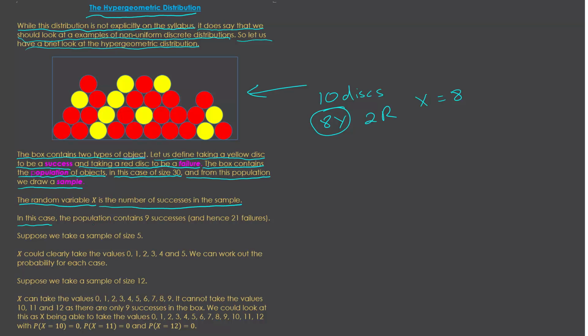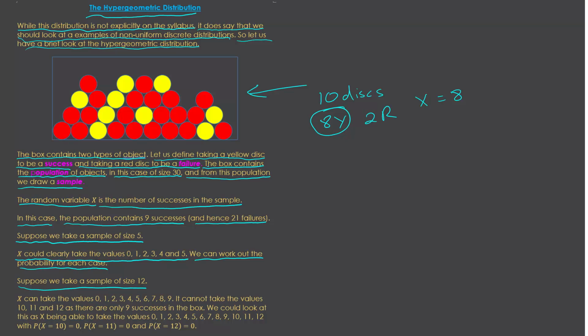In the case shown above, the population contains 9 successes and hence 21 failures, making the total of 30 in the box. Suppose we take a sample of size 5. X can clearly take the values 0, 1, 2, 3, 4 and 5. In other words, we could get no yellows in the sample, 1 yellow, 2 yellows, 3 yellows, 4 yellows and 5 yellows. And we could, of course, work out the probability for each case.